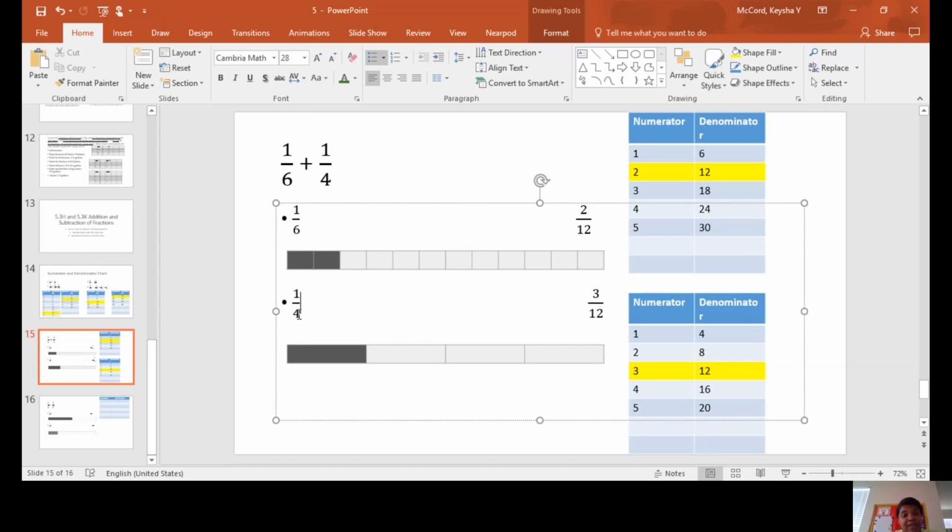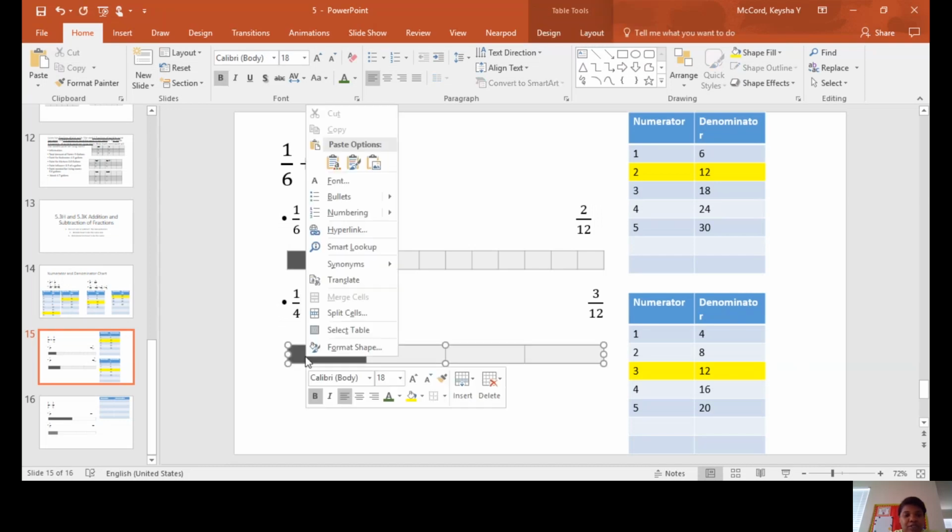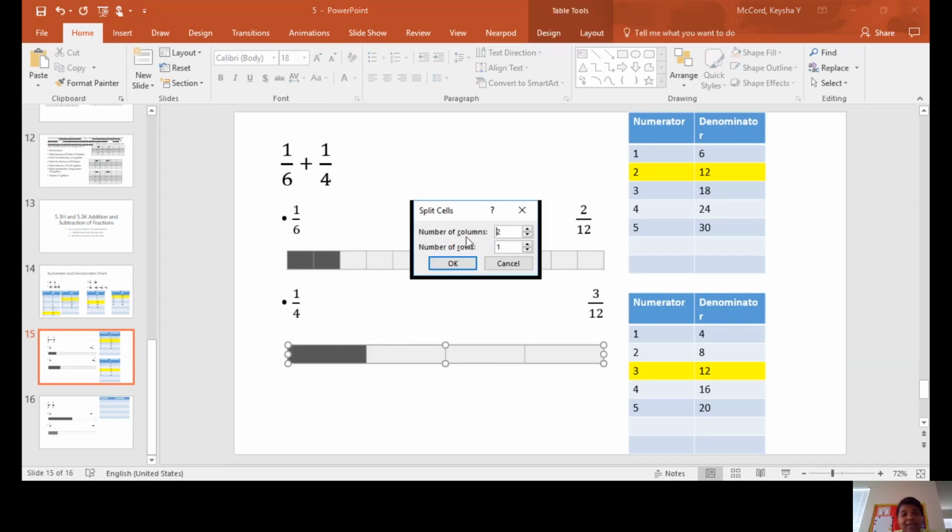I need to figure out how I can get from 4 to 12. Well, I know 4 times 3 gives me 12. So why don't I split each fourth into 3 equal pieces? So that's what I'm going to do. I'm going to start with this piece and I'm going to split it up. Now, you see me doing all this fancy stuff on the computer. You're lucky. You get to do this on paper.